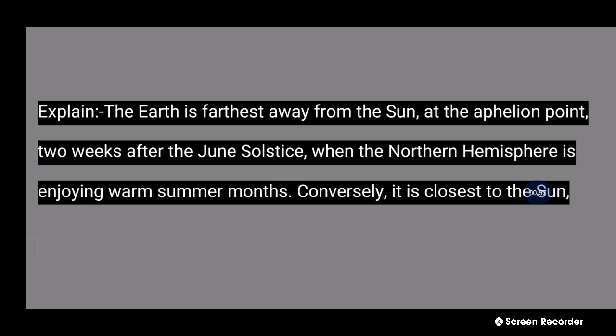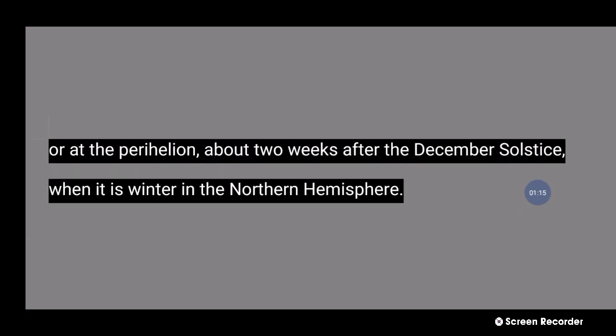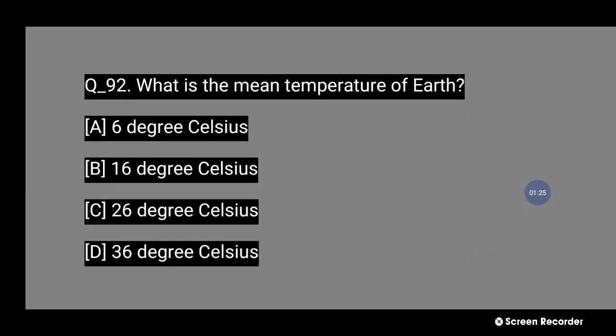Question 91 explanation: the earth is the farthest away from the sun at the aphelion point, 2 weeks after the June solstice, when the northern hemisphere is enjoying the warm summer months. Conversely, it is the closest to the sun, or at the perihelion, about 2 weeks after the December solstice, when it is winter in the northern hemisphere. Next question, 92 number question কি বলছে, what is the mean temperature of the earth?